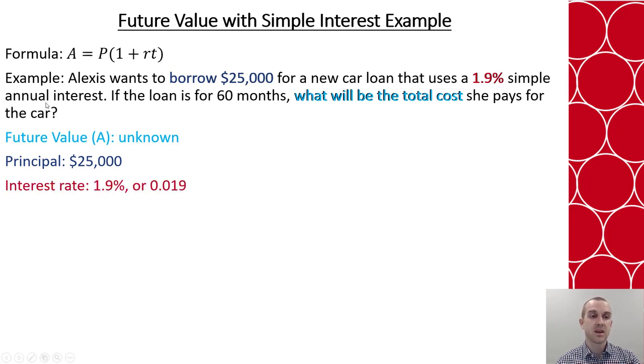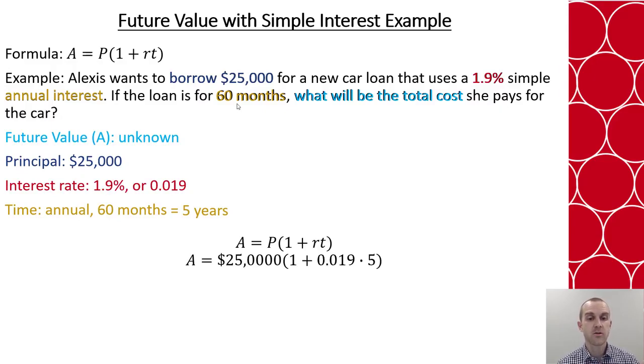Now they tell us it's a simple annual interest, but the time we're given is in months. So we have to think, how do we change months into years to get that annual interest? Well, we know that there are 12 months in 1 year, so we could do 60 divided by 12 and see that there are 5 years. If you're unsure, you can always just think through it logically too. 12 months in 1 year, 24 months in 2 years, and just keep going until you get to what you need. So now I have my values and I know what I'm solving for. I can substitute them in and go from there.